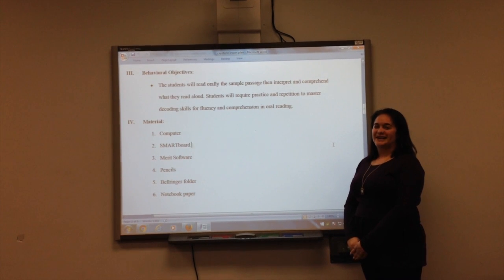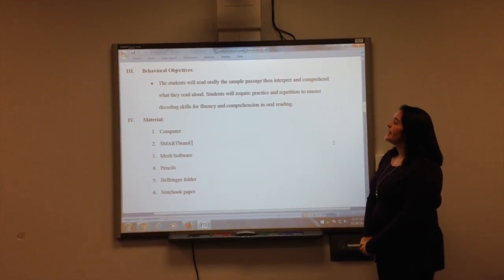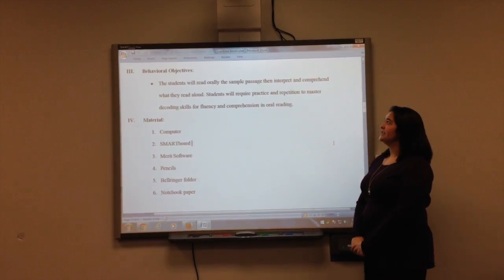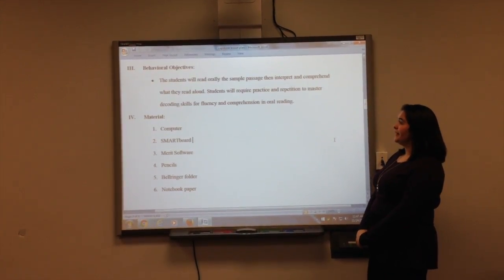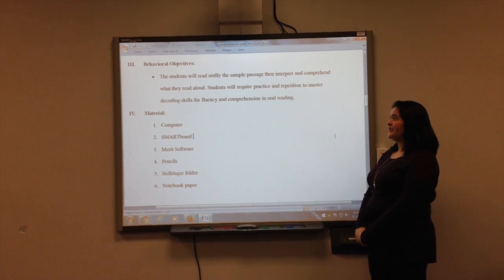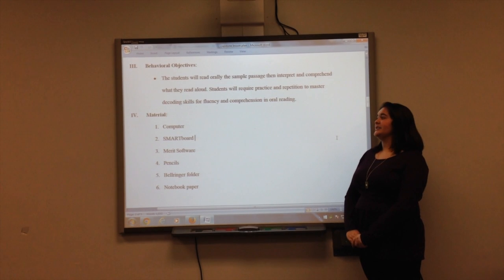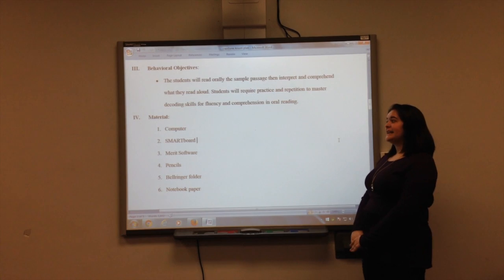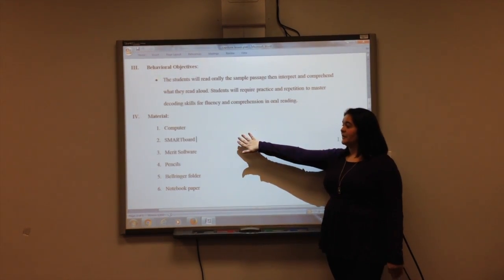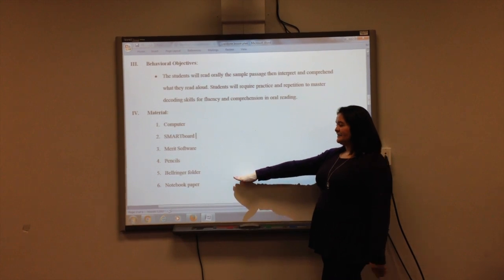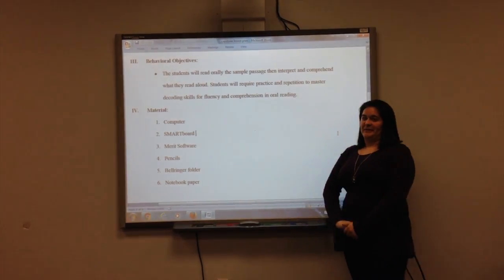Our behavioral objective is that the students will be able to orally read the sample passage, then interpret and comprehend what they read aloud. Students will require practice and repetition to master decoding skills for fluency and comprehension in oral reading. Some materials we need are the computer, the smartboard, Merit software, pencils, the bell ringer folder, and notebook paper.